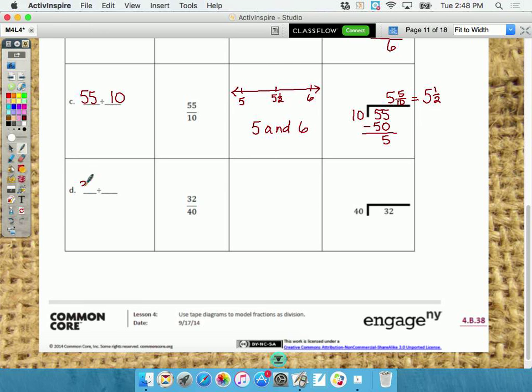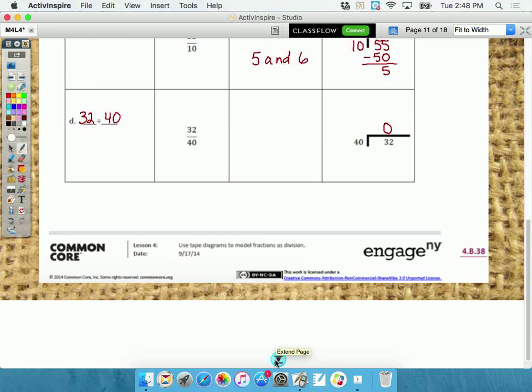Okay, 32/40. My first instinct is to simplify this. But I think I'll go ahead and put it on the standard algorithm first, and then simplify it. How do I know I need to simplify? Because the numbers are both divisible by 2. They're both even. Good. So 32/40 needs to be simplified.